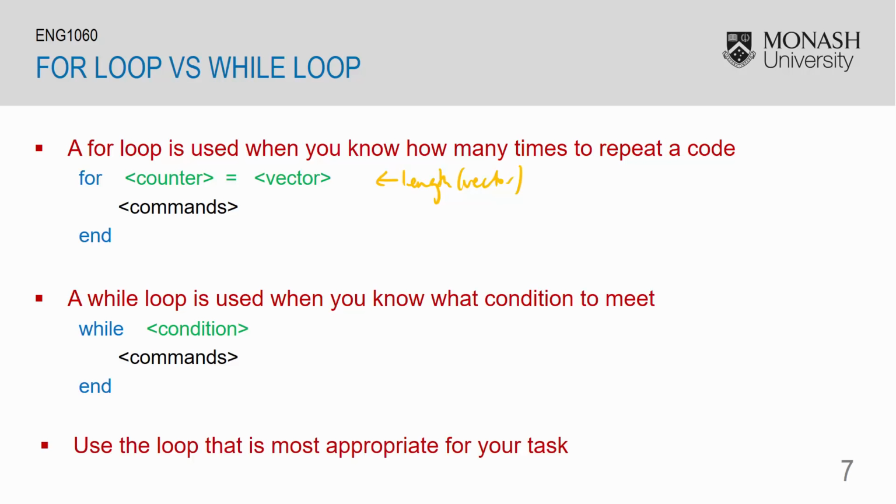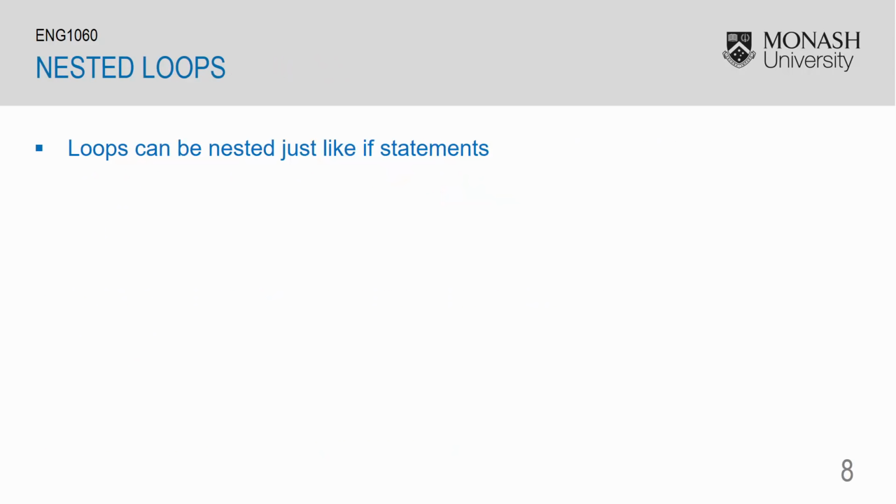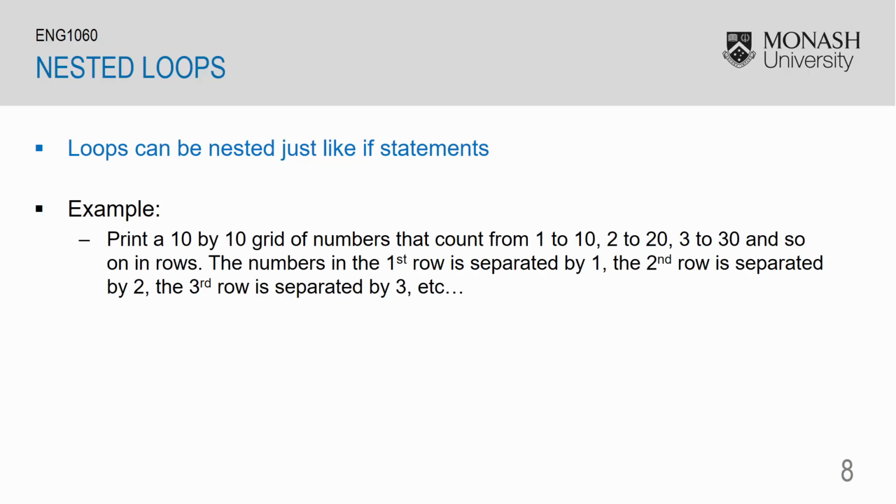It is important that you use the loop that is most appropriate for your task. Just like if statements, loops can also be nested. As an example, we want to print a 10 by 10 grid of numbers that count from 1 to 10 in the first row, 2 to 20 in the second row, and 3 to 30 in the third row, and so forth.